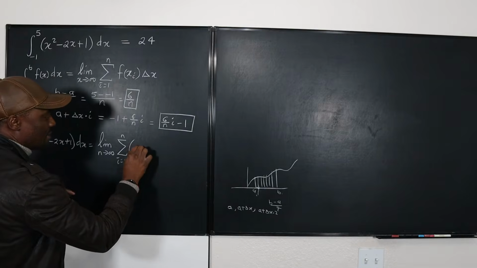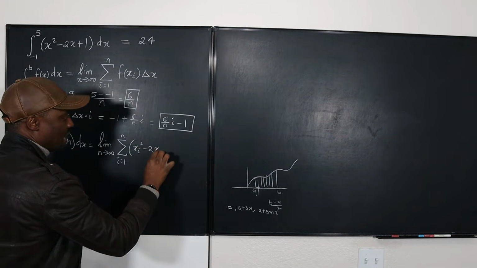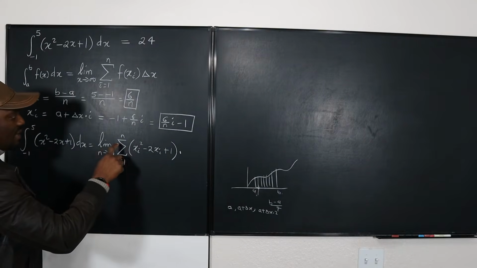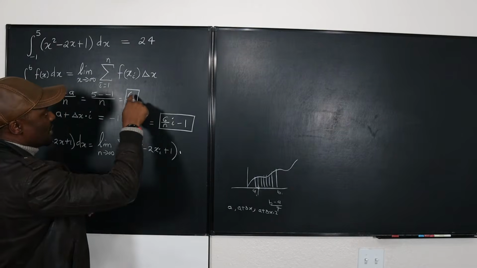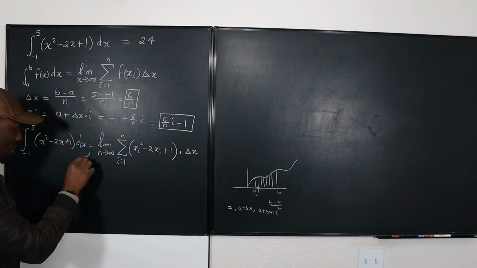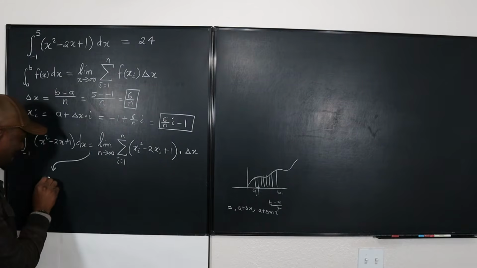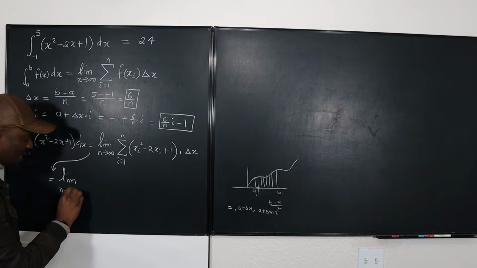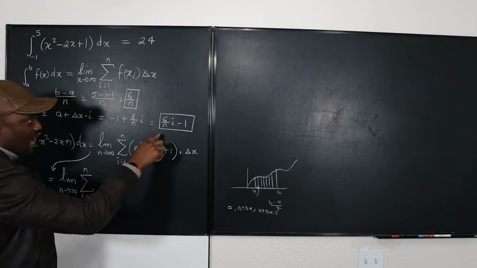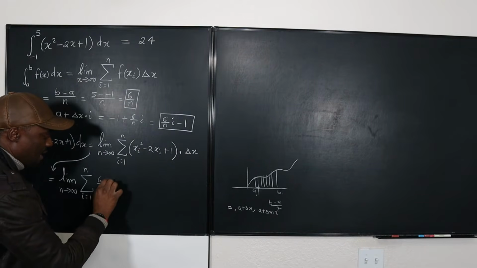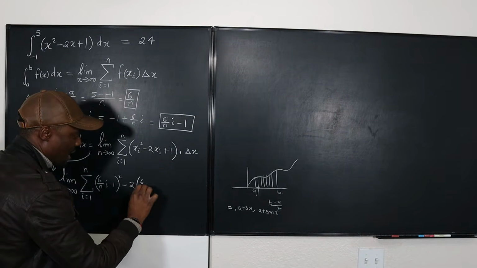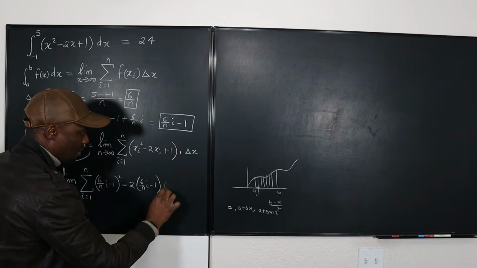We're going to have x sub i squared minus 2 times x sub i plus 1 multiplied by delta x. What's delta x again? It's 6 over n. But let's just write this as delta x for now. Now we're going to substitute everything here. It's going to look weird at first, but it works. This is equal to the limit as n goes to infinity of the sum from i equals 1 to n of, now what is x sub i? We said it is 6 over n i minus 1 squared minus 2 times 6 over n i minus 1 plus 1.